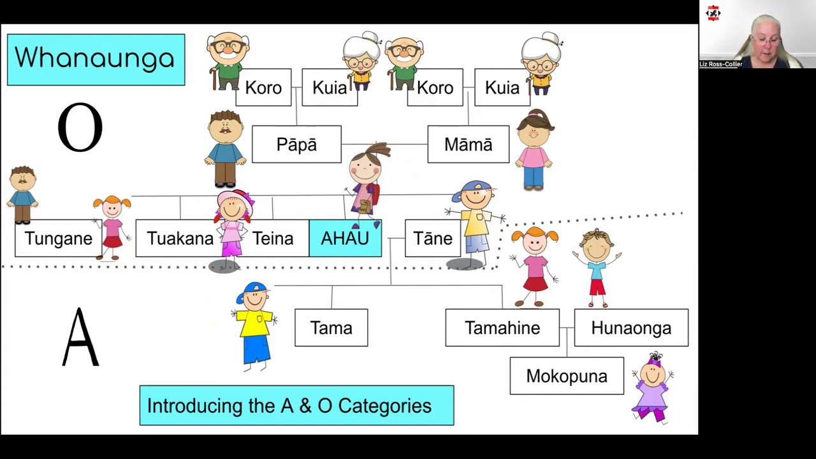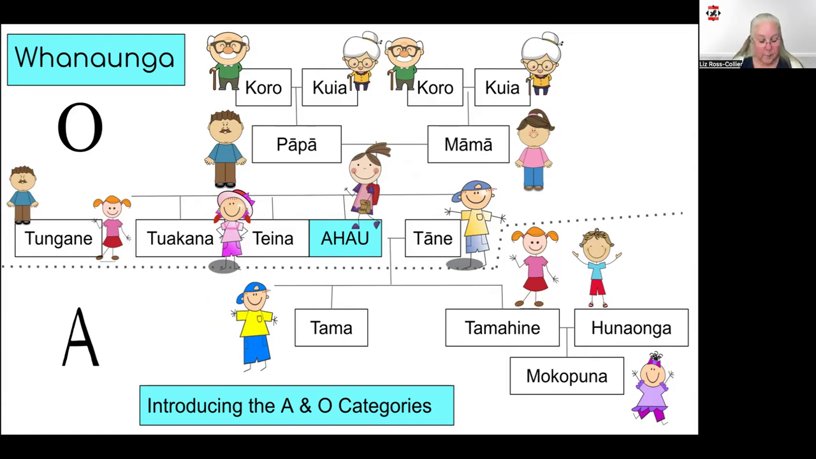This is a little diagram to show the difference between the A and O categories as far as relationships go. The line represents the division between the people that you would place in the A category and which you would fit into the O category. In the center of the diagram is me. All generations above the line are in the O category.